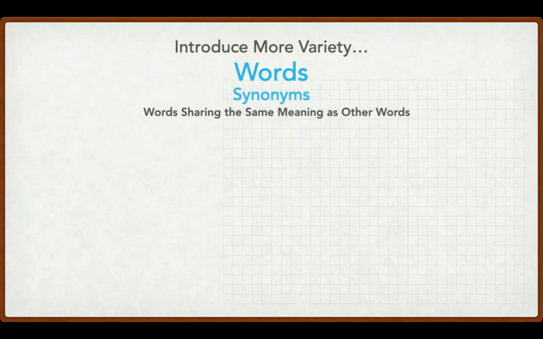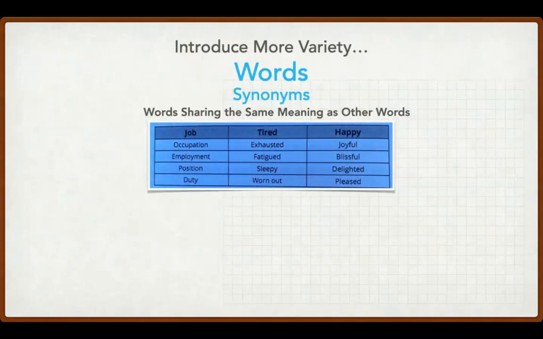Another strategy for introducing new words into your writing is using synonyms. Synonyms are words that share the same meaning as other words. For example, the word vehicle is a synonym for automobile or car. Synonyms are a useful tool for adding variety to your writing because they help you avoid repeating nouns and pronouns. Here are some commonly used words and their synonyms.